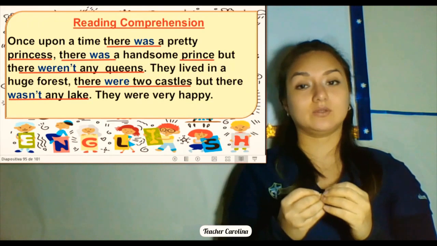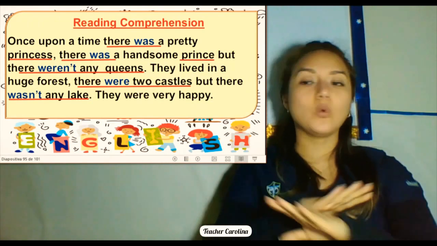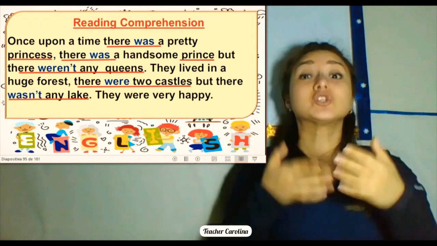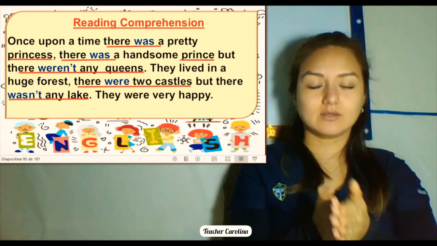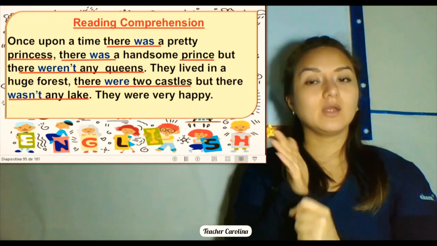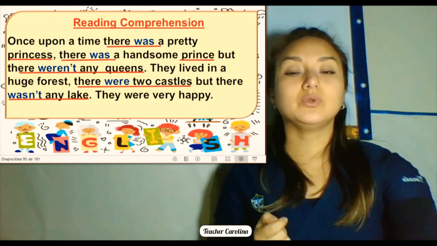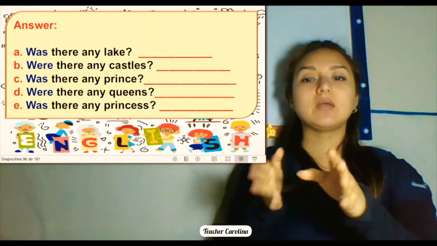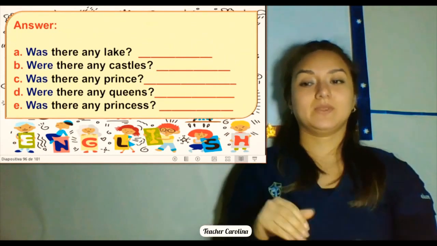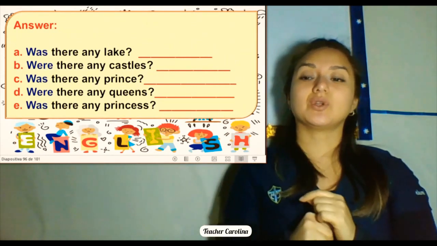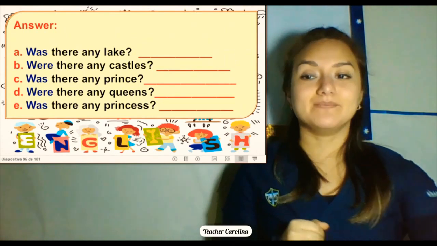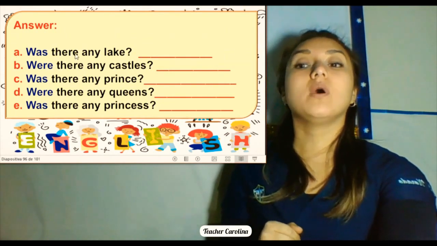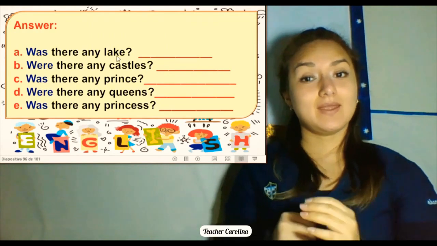Wasn't any lake, right? So, now you know that there wasn't any lake. They were very happy. So, after you underline, now you're going to do the exercise. This time you are going to work with me. It says, answer. Letter A. Was there any lake?